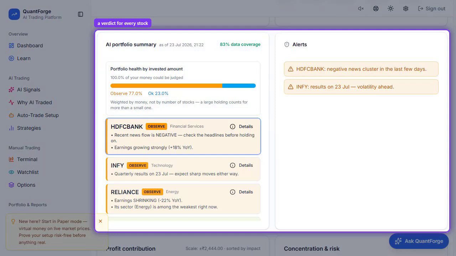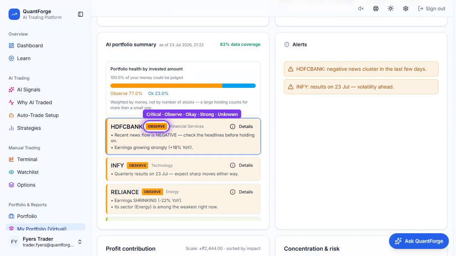And the fifth? Unknown. It means we did not have enough information to judge honestly. Notice it is its own verdict, we do not quietly call it okay. A guess dressed as an answer is worse than saying we do not know.